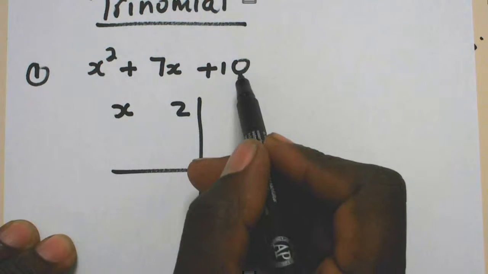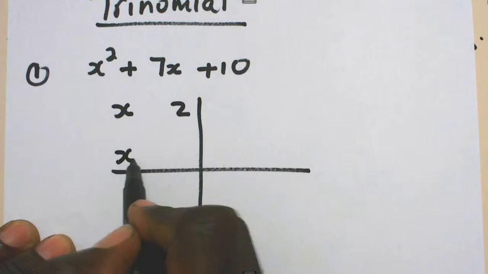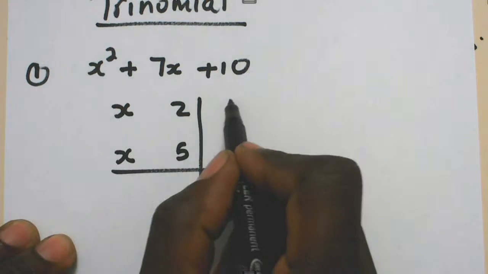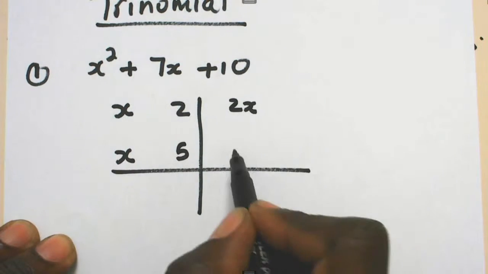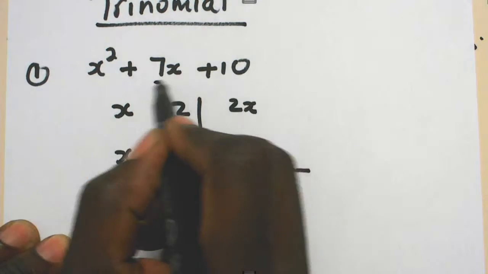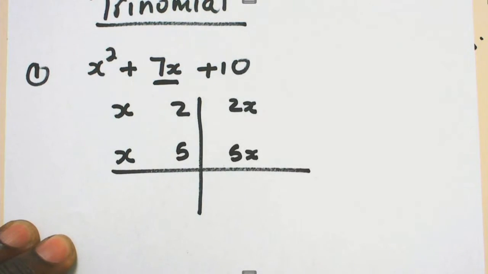2 is for 10, and x is another x, and then 5. If you multiply this, it's going to give us 2x. Multiply this, it's going to be 5x. When we add the 2, we have 7. In other words, we have the middle term.